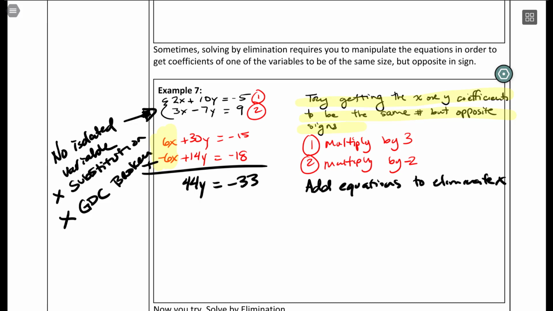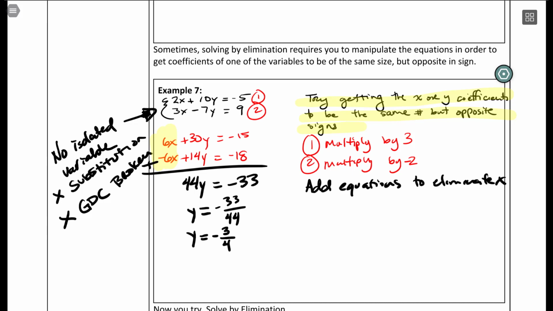Now we just need to solve for y. These numbers look gross, but don't worry, trust yourself. You did this the right way. Divide both sides by 44, and we get -33 divided by 44. Hopefully you recognize these have the same common factor, which means they will reduce. I can divide both of these terms by 11, and I get y equals -3/4. And there's one of my solutions.